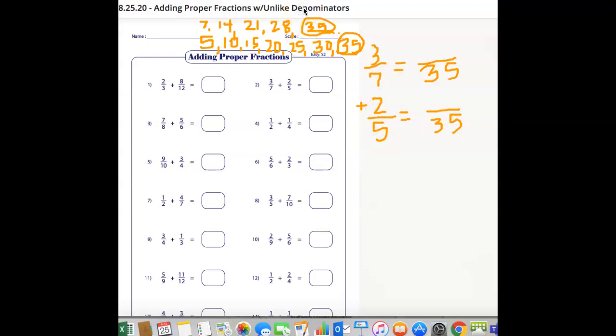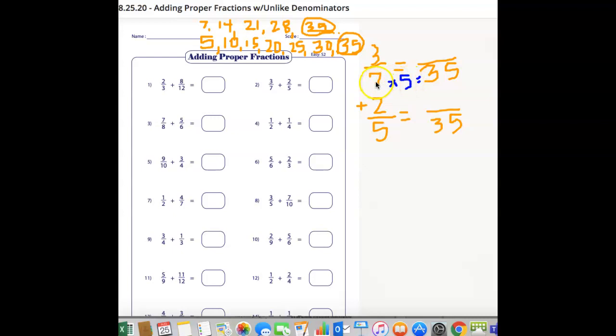All right, so now we can add those fractions because the denominators are the same. We have made equivalent fractions, okay? So now this is easy to solve if you just remember to come here and go 7 times what is 35. You can use your multiplication chart. You could do division, 35 divided by 7, and you find out that 7 times 5 equals 35, okay?